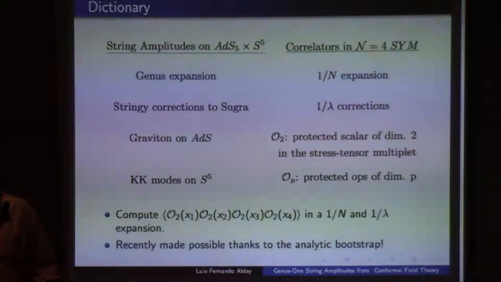So we will work to all orders, but not to finite lambda. That would be too hard, and I don't know how to do that. But I will tell you what the structure is, even to 1 over lambda to the 55. I can tell you what the structure is.